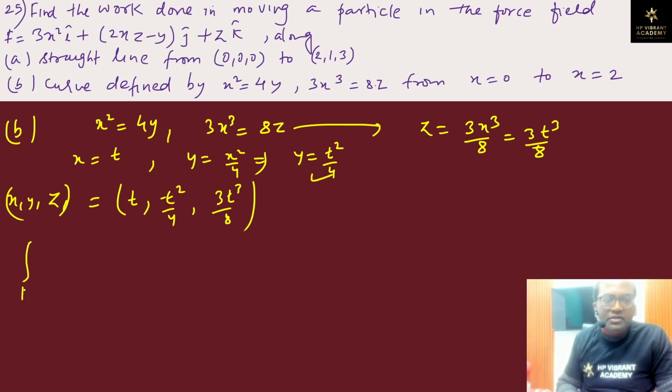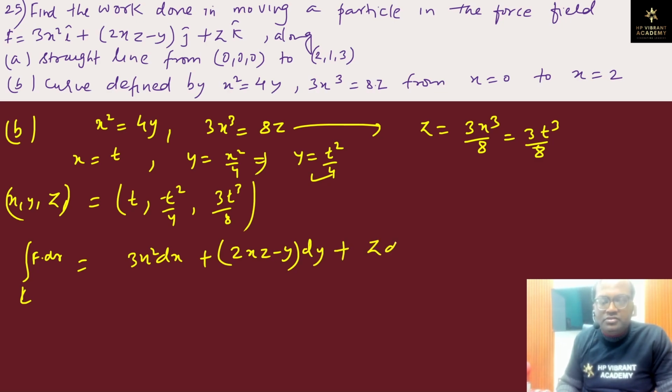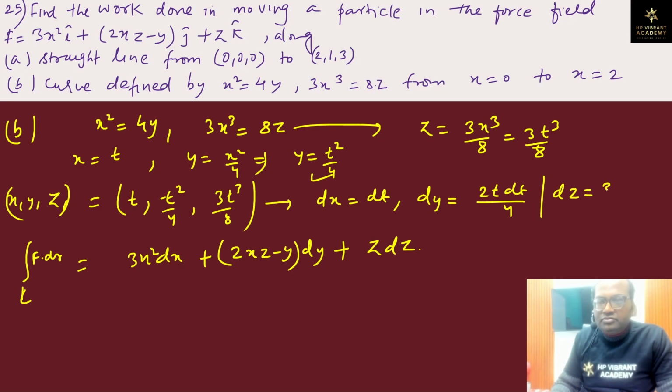So we have the value of integral F dot dr along C is equal to 3x square dx plus 2xz minus y dy plus z into dz. Okay, so from here we have dx is equal to dt, dy is equal to 2t dt upon 4, and dz is equal to 3 into 3t square dt upon 8. Okay, so dy is t dt upon 2, and dz is equal to 9t square dt upon 8.